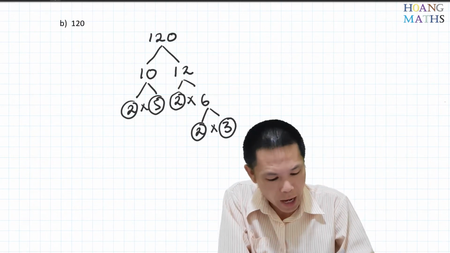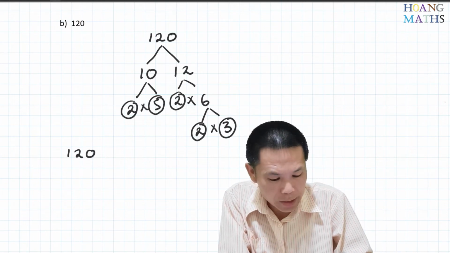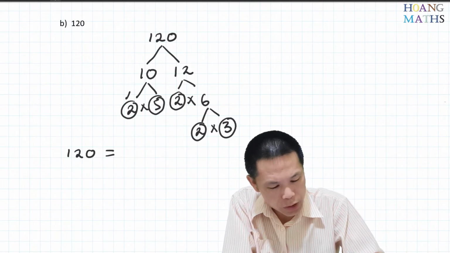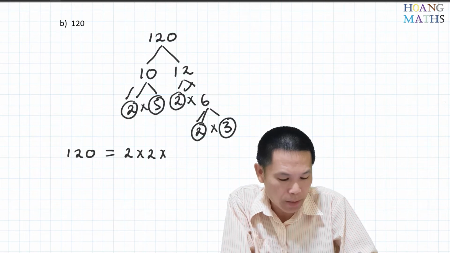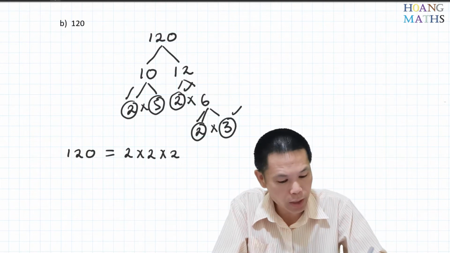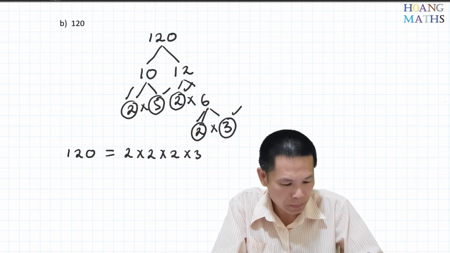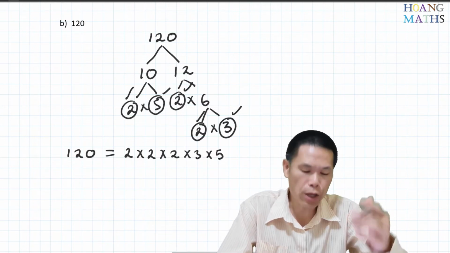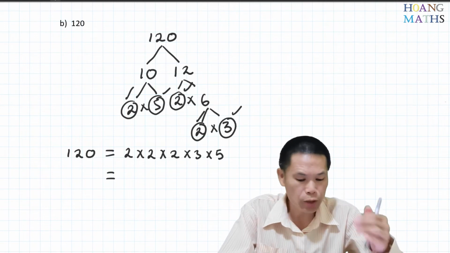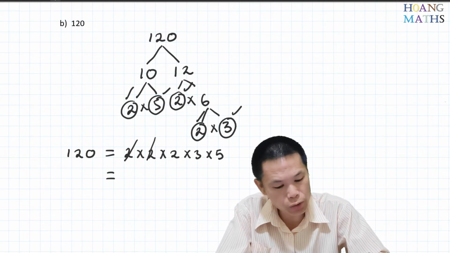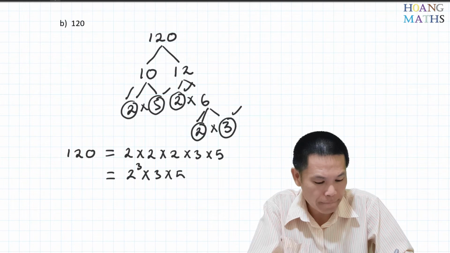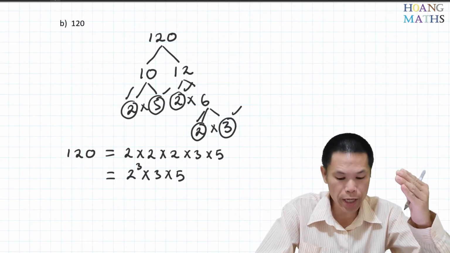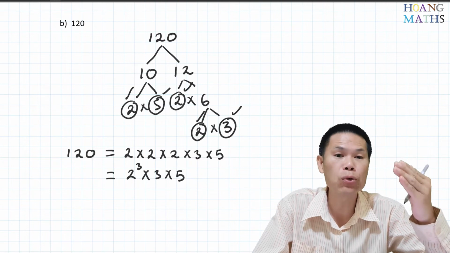So therefore, 120 is equal to, we have these 2, and these 2, so 2 times 2 times 2. And then we have these 3 and a 5. There you go. So which is equal to, 2, we have 1, 2, 3, so 2 to the power of 3. And then we times by 3 and times by 5. So 120 is equal to 2 to the power of 3 times 3 times 5.